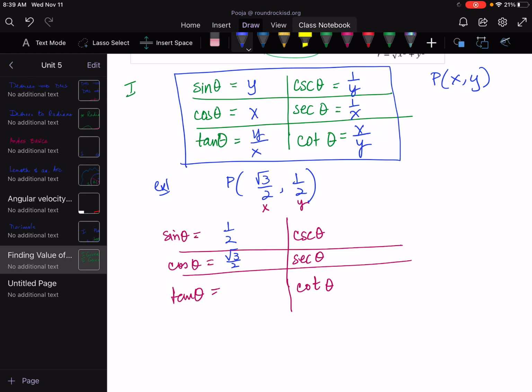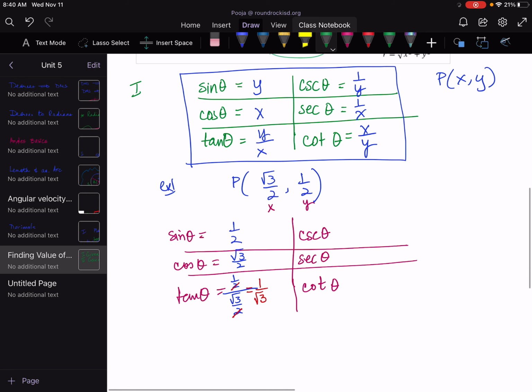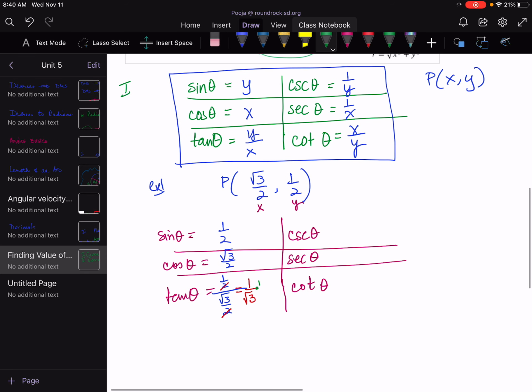Tangent is the ratio of y over x. That would turn out to be half over root 3 over 2. A simple way is to cancel these denominators. They simply cancel each other out. This equals 1 over root 3. But if you remember, we discussed that the radicals are not acceptable in the denominator. So to take care of that, I'm going to multiply this fraction by the radical that's in the denominator. And what happens is, now when I multiply top with top, I end up with root 3. When I multiply bottom with bottom, root 3 times root 3 is simply 3. And I have gotten rid of the radical in the denominator.